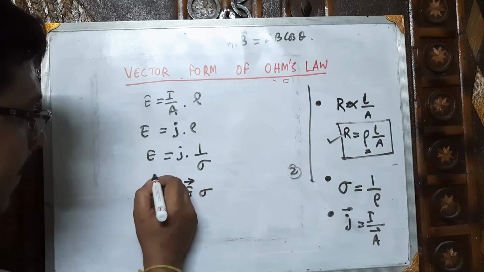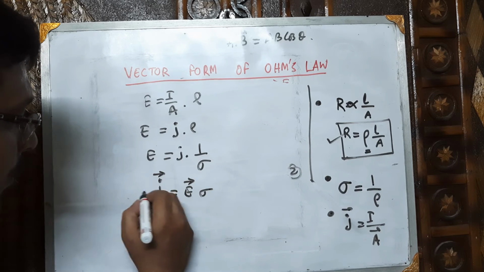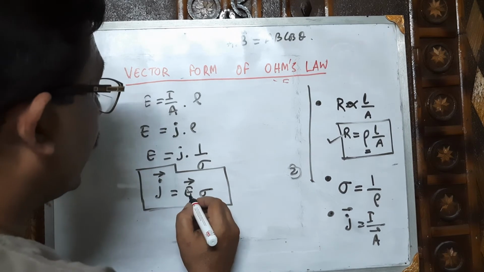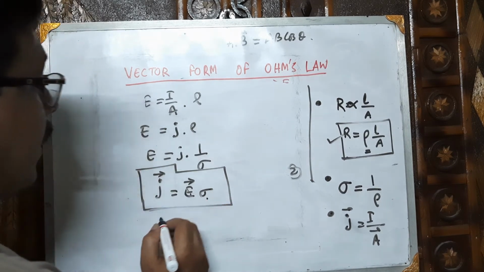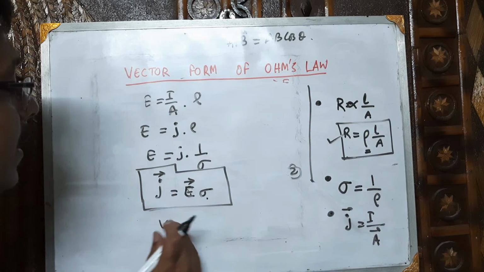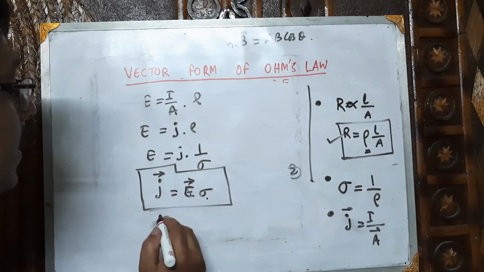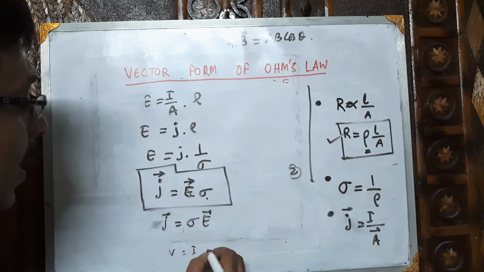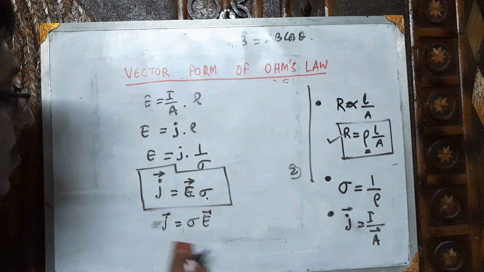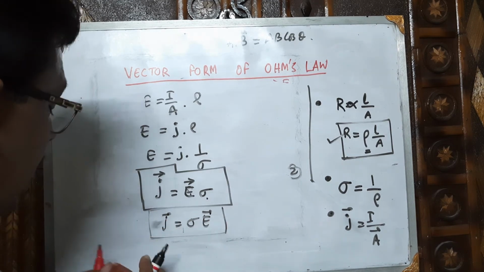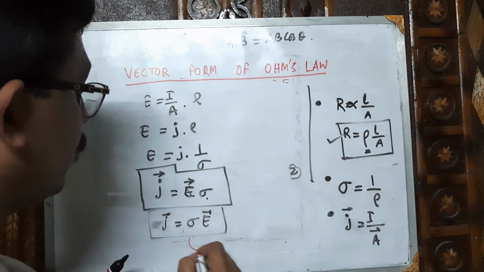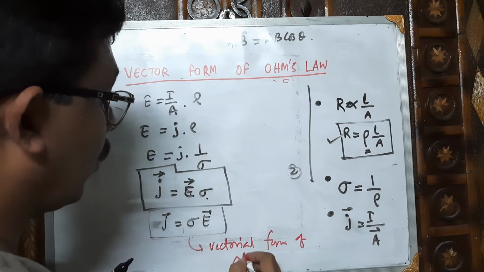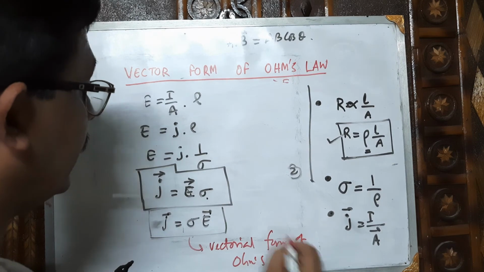E is the electric field, J is the current density in vector form. So in this way, this equation, that current density J is equal to electric field into sigma, compare it with V equal to IR. Better you write in this way: J is equal to sigma into E. Then you can compare with V equal to I into R. So J equal to sigma into E. This is actually the vectorial form of Ohm's law. We can write Ohm's law in this vectorial form.